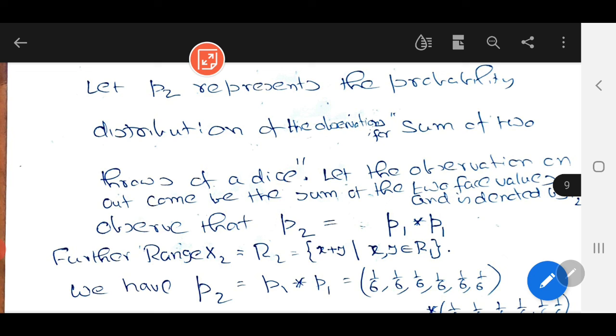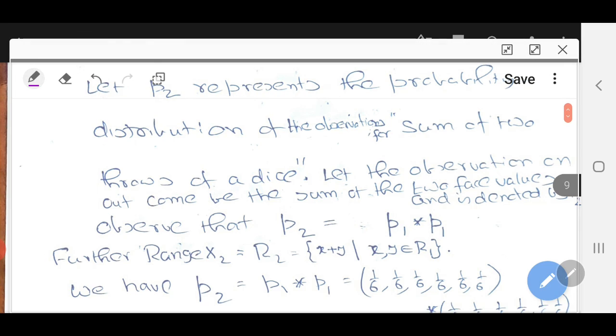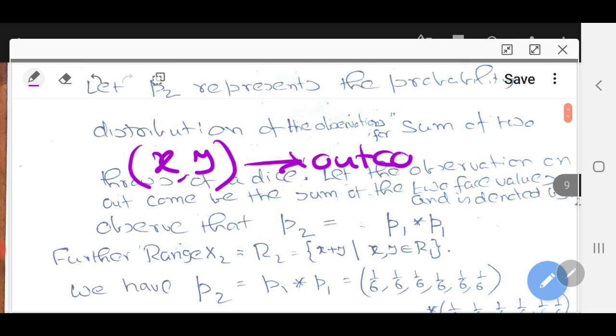36 sample points. Now our observation is over 36 sample points. x, y, these are our observations, outcomes. This is the outcome. And my observation here is x2, that is x plus y. Okay, so this is the observation.